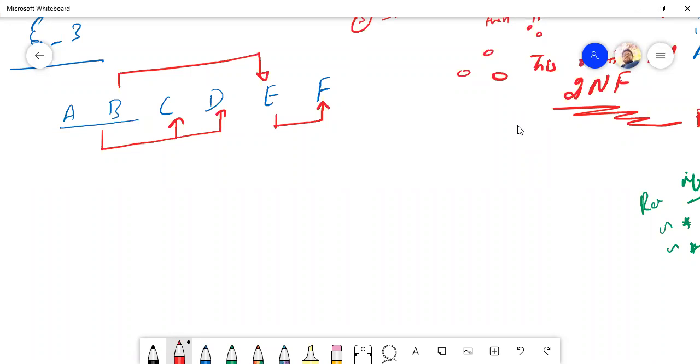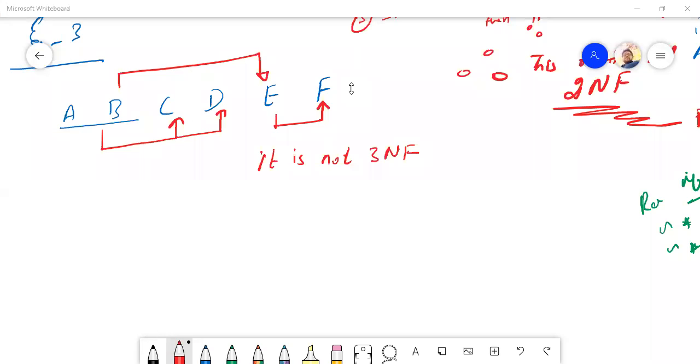See the first decision. It is not 3NF. It is not 3NF. Definitely, you can simply take this decision, right?